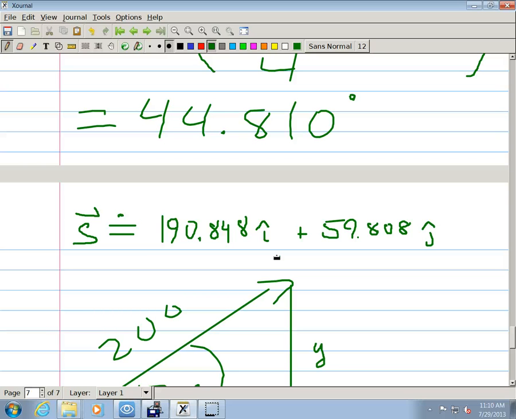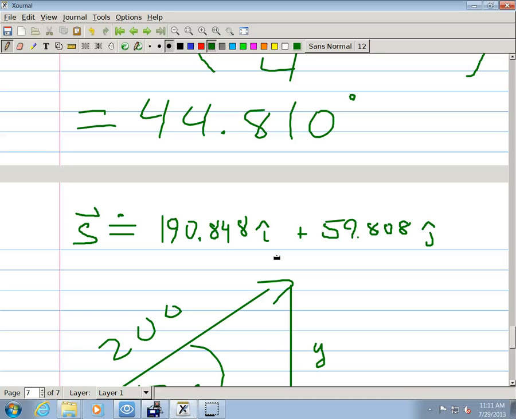right? So it's 190 times i, but i is 1 unit long. The only thing that really gives you is a direction. So 190 times 1 is still 190, go in the x direction. And 59 times j is still 59 times 1, but in the y direction, in the positive y direction. And if you go into 3 dimensions, you're going to talk about i, j, k. i is a unit vector along the positive x, j is the unit vector along the positive y, and k is the unit vector along z.